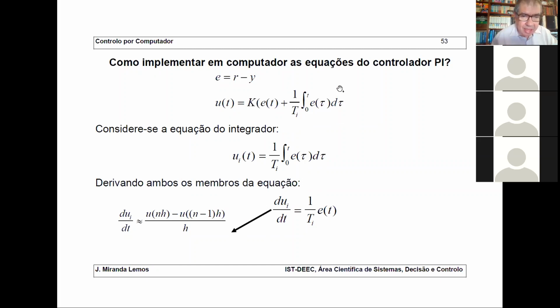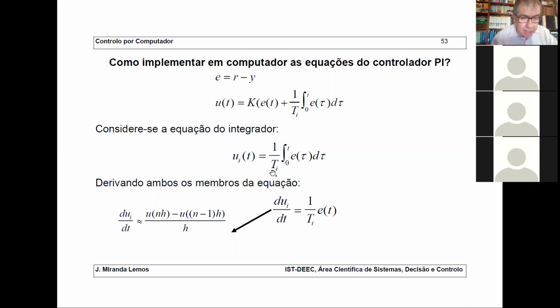Now, if you want to have a digital version of this, you can do it in several ways, okay? u is the sum of two terms, the proportional term, and that's very simple because it's just a multiplication of a constant times the error, which is the difference of two variables. So these operations are very simple. But now, how can we approximate an integrator in a computer, okay? You can do it in many, many ways. You had a course long ago on numerical methods, and actually you can use numerical methods for integration. Let's use a very simple one, okay?